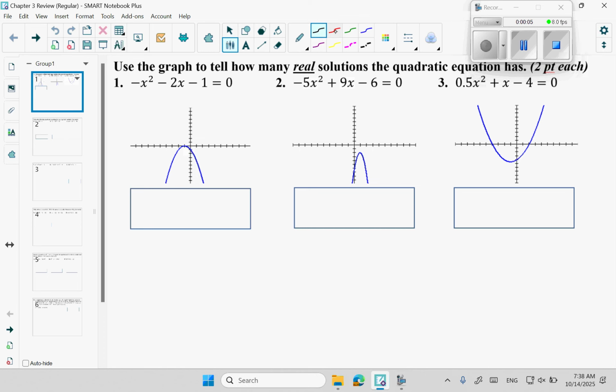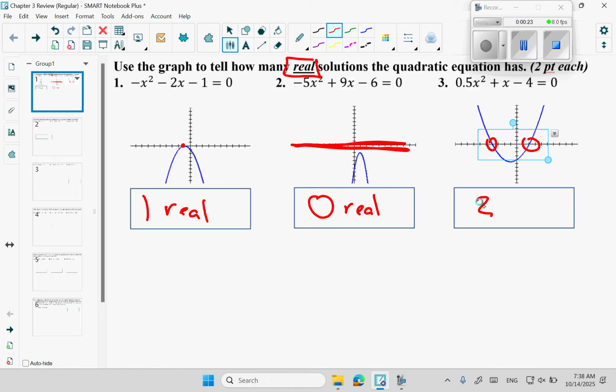This first one, how many real solutions? So in order to be a real solution, it has to be on the x-axis. This one only has one real solution right there. This one does not cross the x-axis, so that would have 0 real. Those would be 2 imaginary. And this one has 2 x-intercepts, that'd be 2 real.